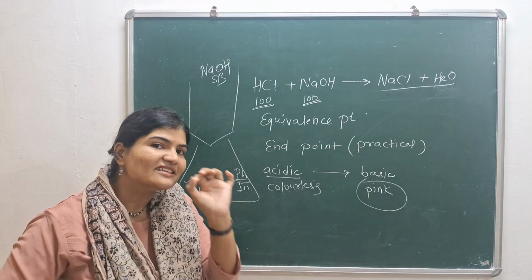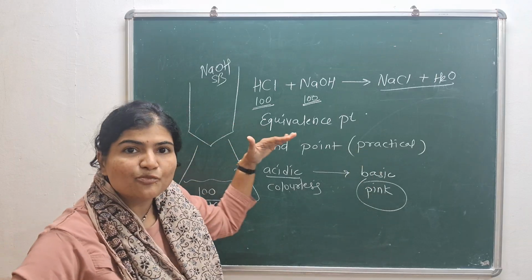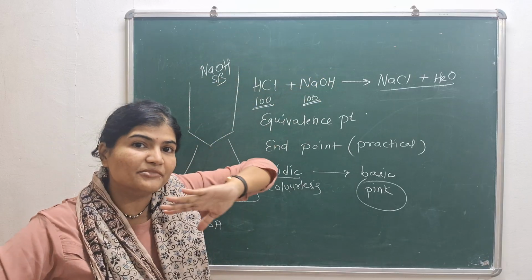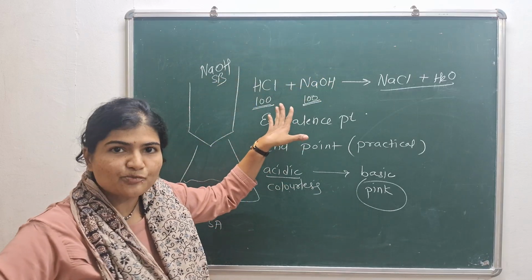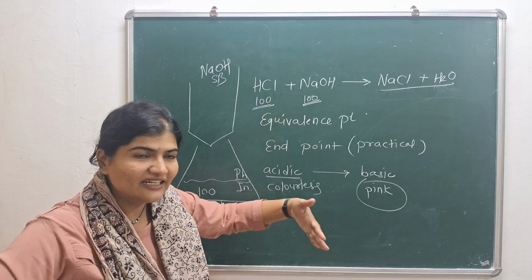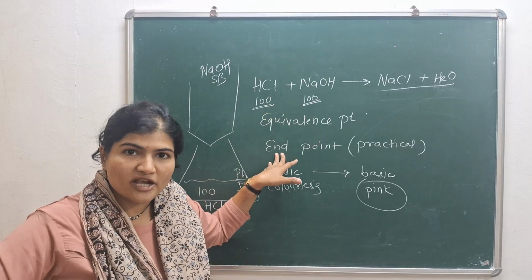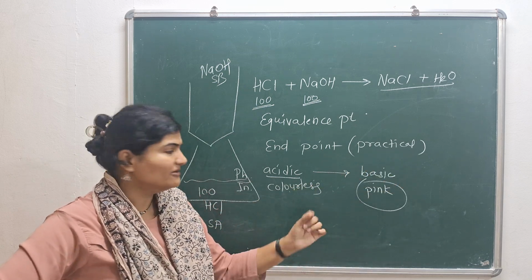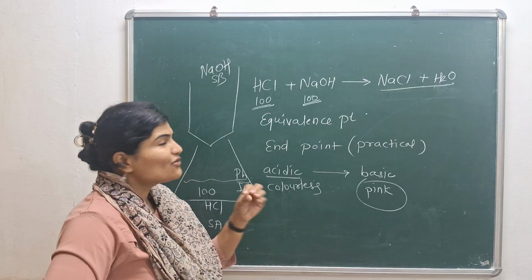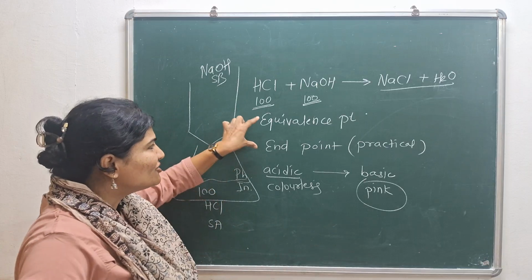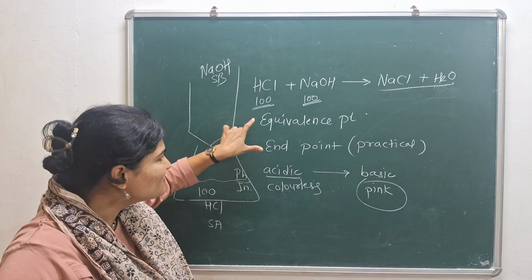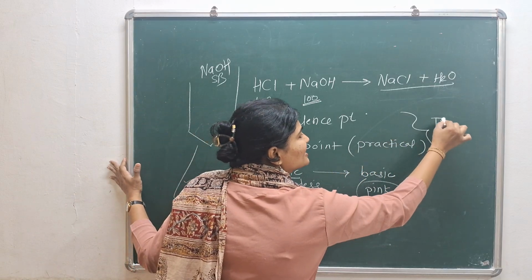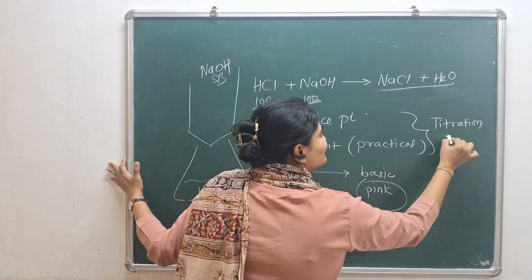So, equivalence point is achieved when the equivalents of acid and base are completely reacted. That is equivalence point, but it is theoretical. We are not going to detect it. And end point is the point where I am going to practically detect the completion by visually observing the color change. As you must have guessed, there is going to be a small gap between equivalence point and end point, and this small gap is referred to as titration error.